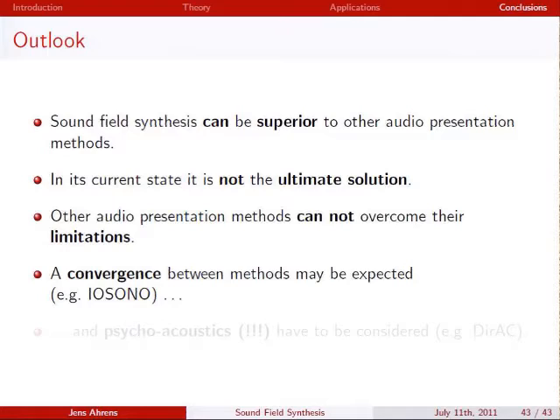Probably we will experience a convergence between the methods. There's a small company called Iosono in Eastern Germany, which commercially sells wave field synthesis systems. They have also equipped, for example, Mann's Chinese Theatre in Hollywood with a system. And they have a new generation of their systems where they significantly reduced the number of loudspeakers. Initially they had a loudspeaker spacing of maybe 15 centimeters or so, and now they use half a meter to a meter. So this significantly reduces the number of loudspeakers.